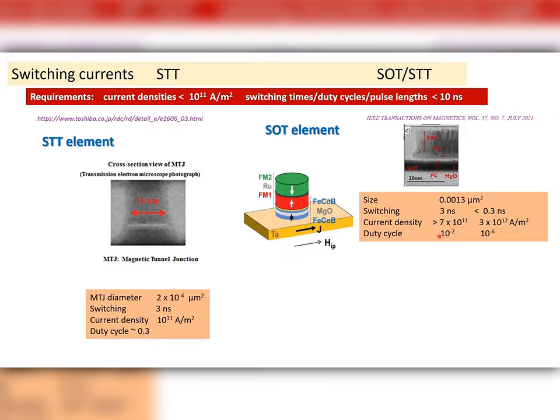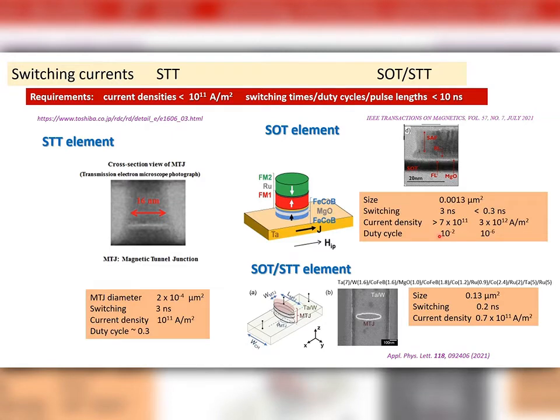Very recently, a combined SOT-STT element was presented, with a relatively complex structure, and here switching of 200 picoseconds is achieved with an astonishingly low current. But you have to compare this with the complex elliptic size, and this ellipse is very, very large. So this is correlated to these low current densities, obviously.